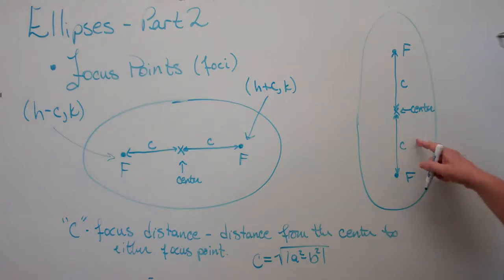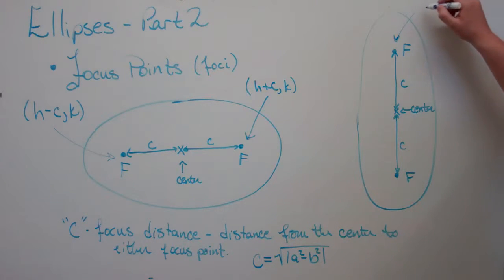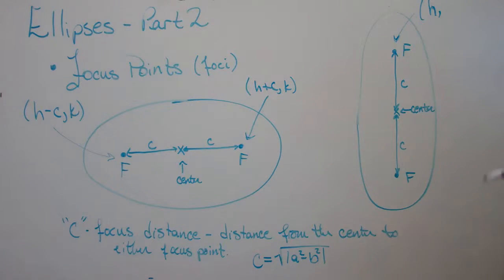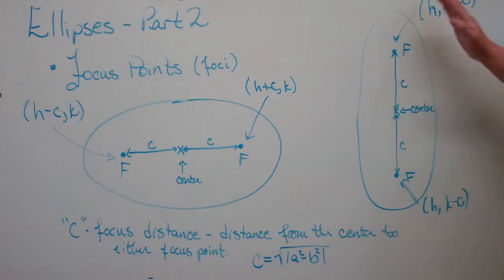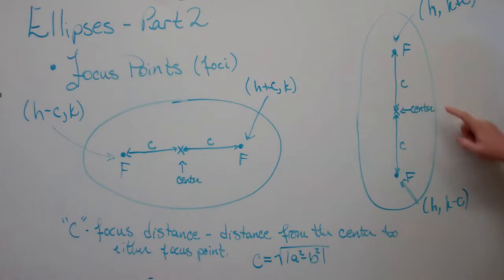Now, if it's going up-down, this would be h, comma, k plus c, and this one down here would be h, comma, k minus c. So that's how you find the coordinates of your foci, your focus points. You have your center, which you can get from your equation. Remember, it's h and k. So when your ellipse is oriented up-down, you simply add c to the k value, and that gives you your upper focus point. Subtract c from k, that gives you your lower focus point.